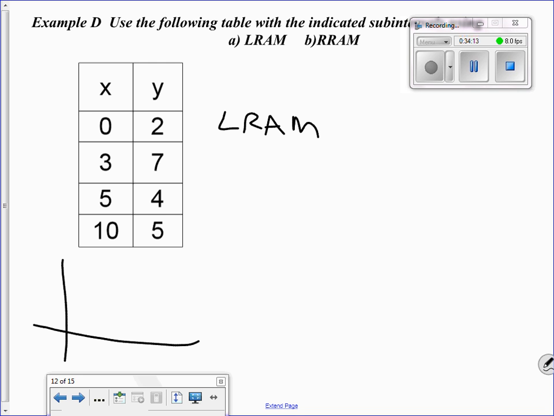I got the point (0, 2). There's a point (3, 7), (5, 4), and (10, 5). So I got these 4 points, right? They're not the same width. And remember before we factored out the width because it was the same? Can't do it. So it's no biggie.